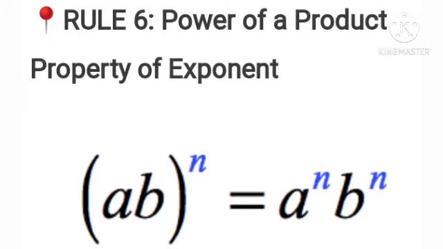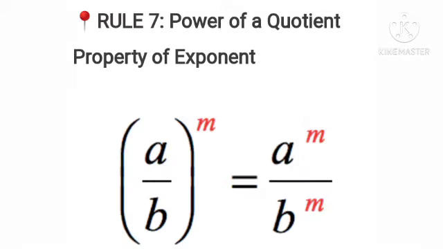Power of a product property of exponent. A into b the whole power n is equal to a to the power of n into b to the power of n. Power of a quotient property of exponent. A divided by b the whole power m is equal to a power m divided by b power m.